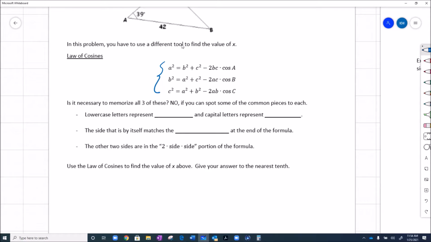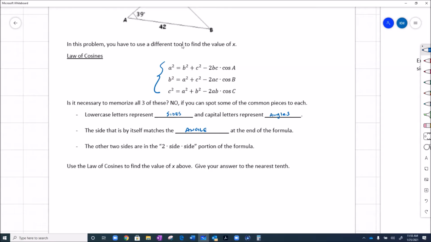Remember that the lowercase letters represent sides and the capital letters represent angles. And the side that's by itself matches the angle in the end. The other two sides are in the side portion of the formula. So you look at this, you have a squared equals b squared plus c squared minus 2bc cosine A.